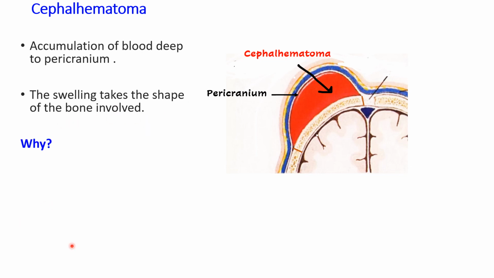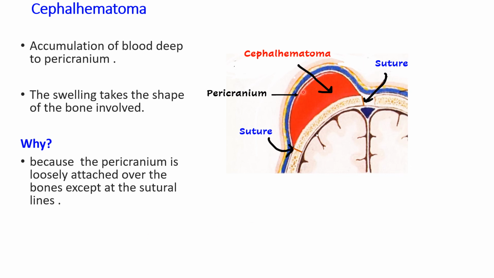Why does this happen? I've already told you why it happens, because the pericranium is loosely attached over the bone, but here you can see some brown colored lines, right? These are the places of the sutures, and these brown things are the sutural ligaments. So here the pericranium will be attached to the endocranium via the sutural ligaments, so blood cannot pass beyond this. Okay, so that's why cephalhematoma will take the shape of the bone over which it lies. And where is the accumulation of blood? Between the pericranium and the bone of the skull.